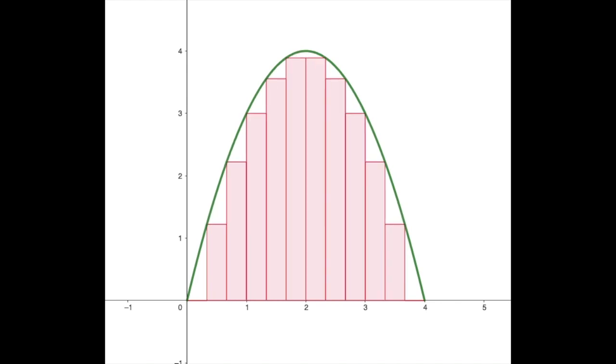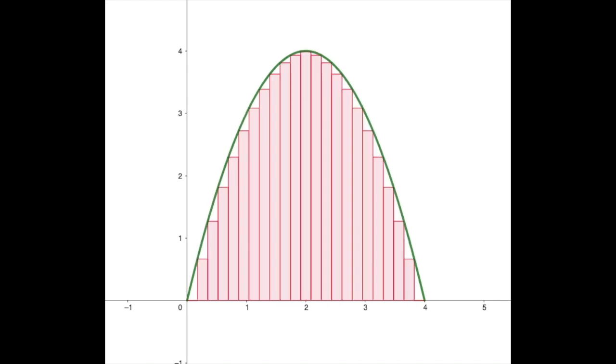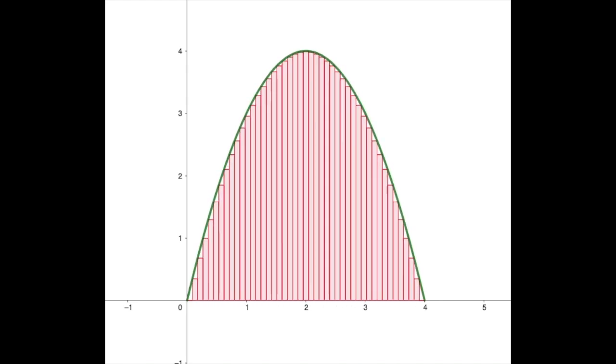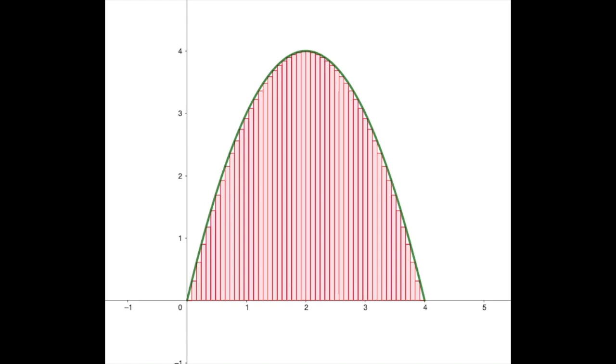Now observe what happens as the number of partitions increases. The rectangles become narrower and the approximation becomes more accurate. The lower sum gradually moves closer to the true area.